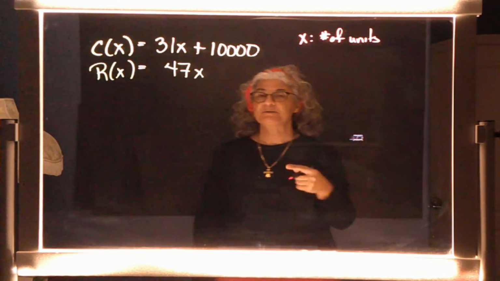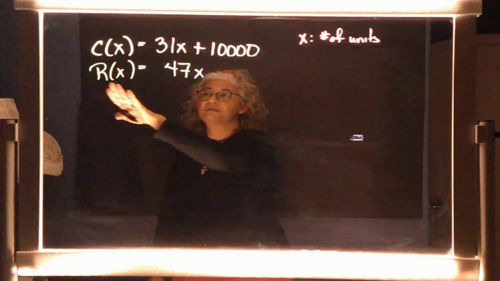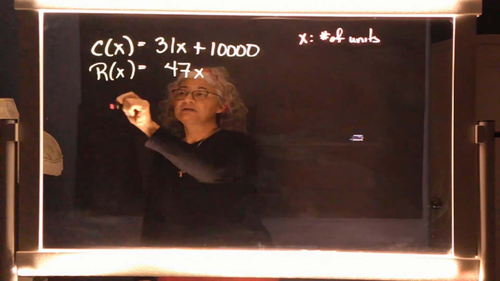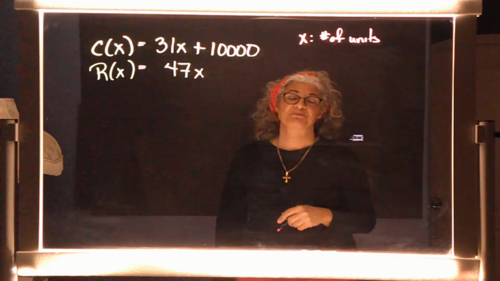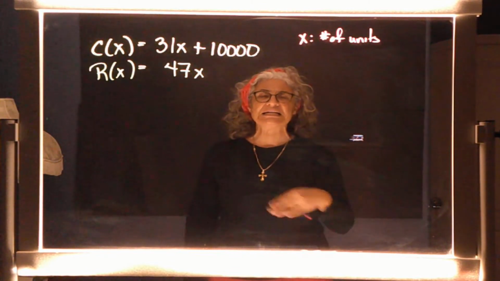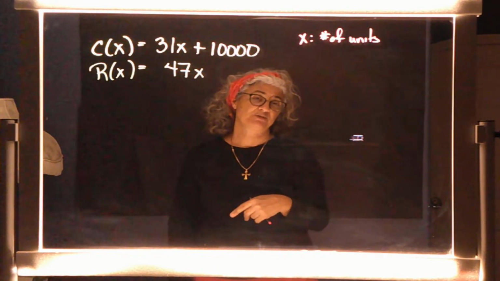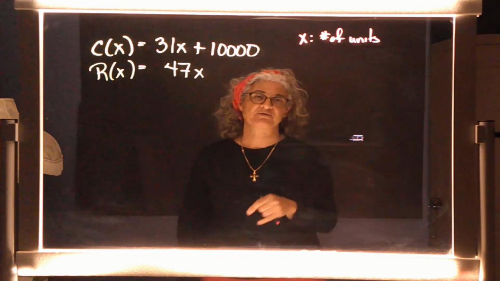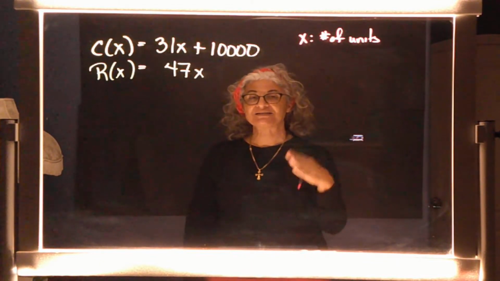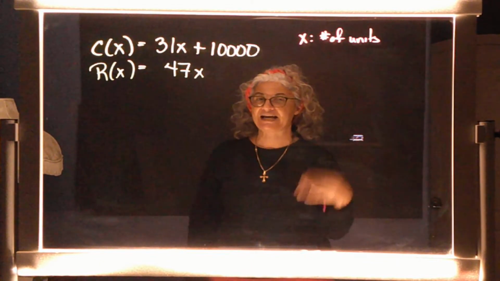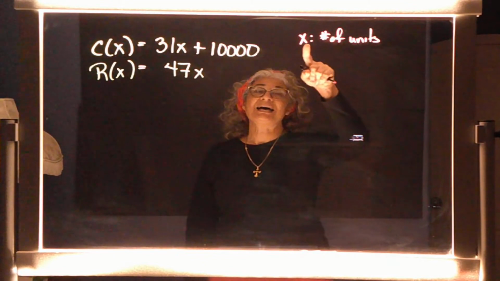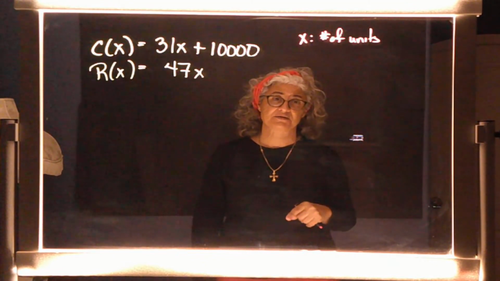Okay. Let me make sure you understand revenue. That's what R is supposed to stand for, revenue. Revenue is how much money is coming into the cash register that day. With me? Or that month or that year or whatever they're talking about. But that's the amount of money in the cash register. x is the number of units.